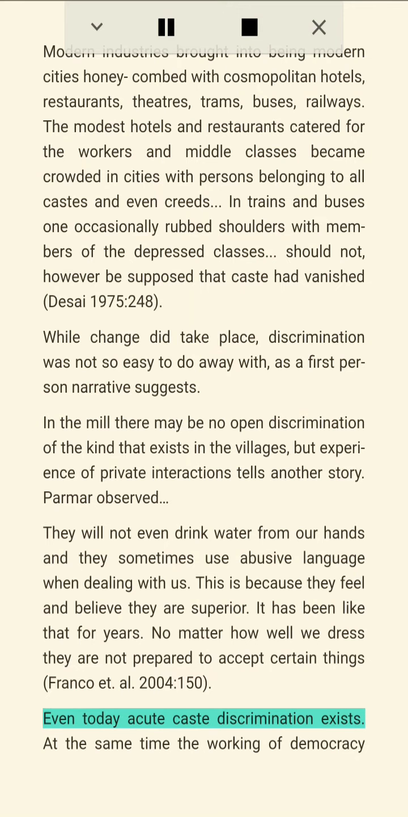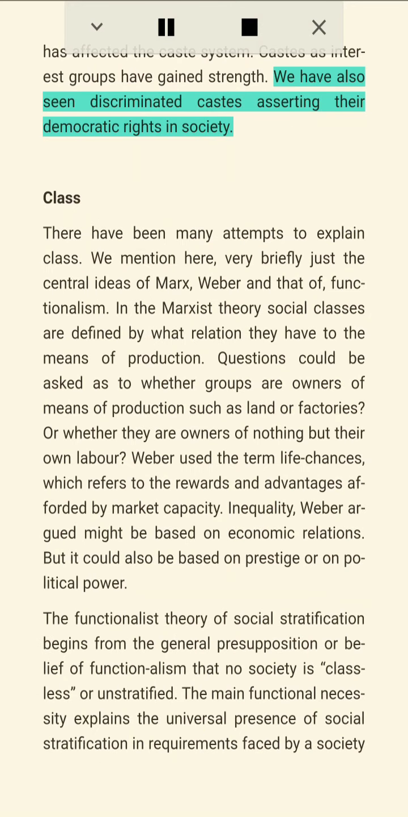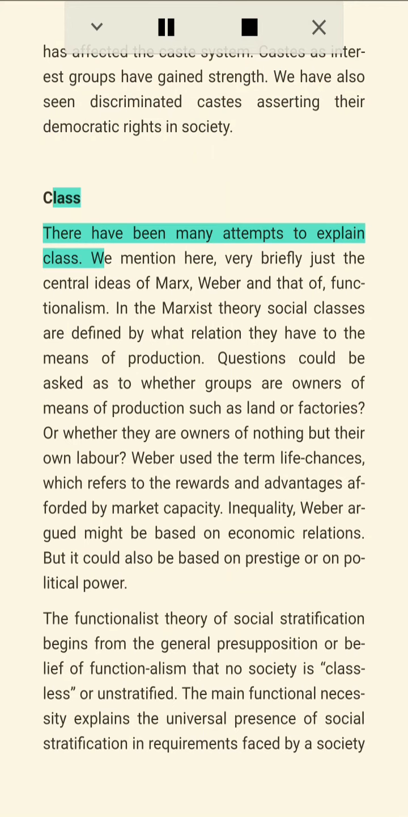Even today acute caste discrimination exists. At the same time, the working of democracy has affected the caste system. Castes as interest groups have gained strength. We have also seen discriminated castes asserting their democratic rights in society.